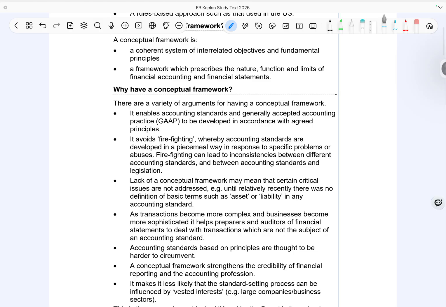Fourth, the business is constantly changing. New technologies and new types of transactions appear every year. Sometimes there is no specific accounting standard for a new transaction. In such cases, the accountants and auditors can use a conceptual framework to decide the most appropriate accounting treatment. Fifth, principle based standards focus on the substance of a transaction rather than just following the technical rules. This makes it much harder for companies to exploit loopholes or manipulate financial statements.